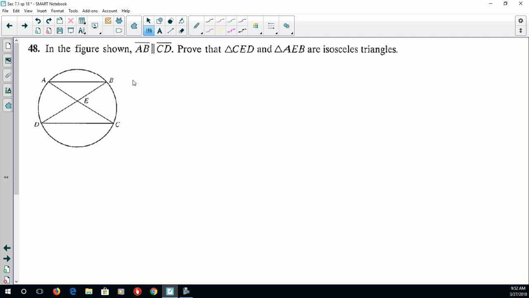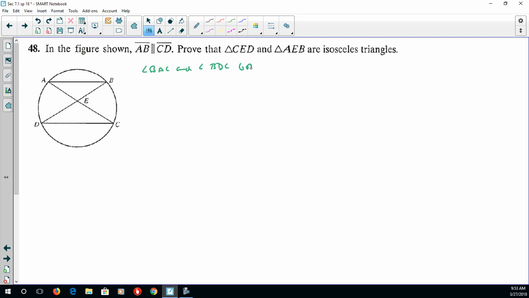Okay, so in this figure, AB is parallel to CD, and you want to prove that CED and AEB are isosceles triangles. Now, I don't know where the center of the circle is. It really doesn't matter. Okay, so let's use some of the tools we got in this section. Angle BAC and angle BDC both intercept arc BC.